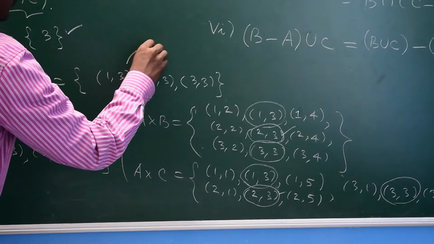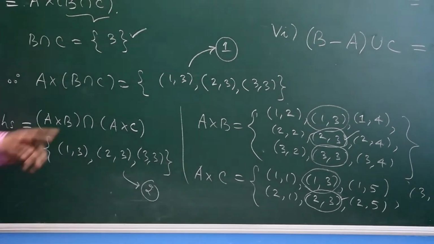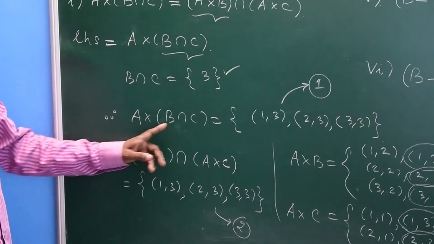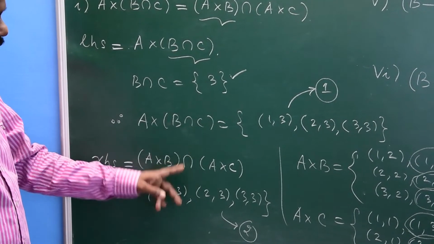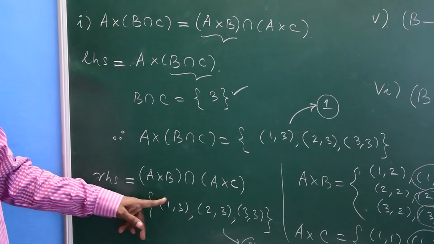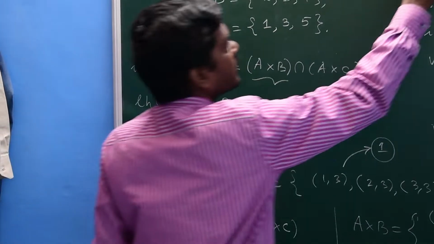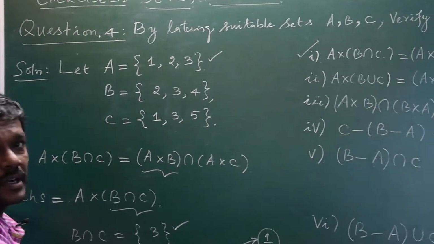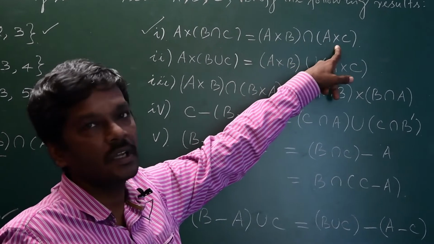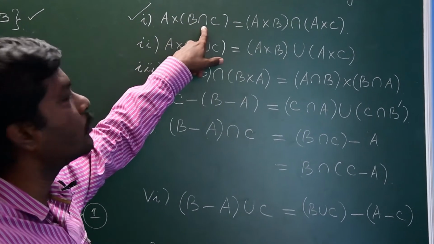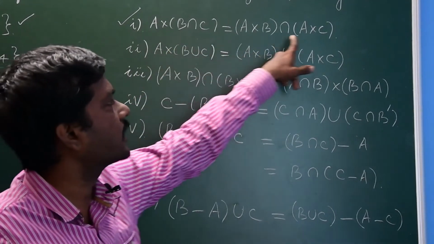And you call this 1 and you call this 2. So from 1 and 2 we see that A × (B ∩ C) is the same as (A × B) ∩ (A × C). These two are one and the same. So we see that LHS equals RHS. So the first result is verified. That is, the Cartesian product is distributed over intersection.